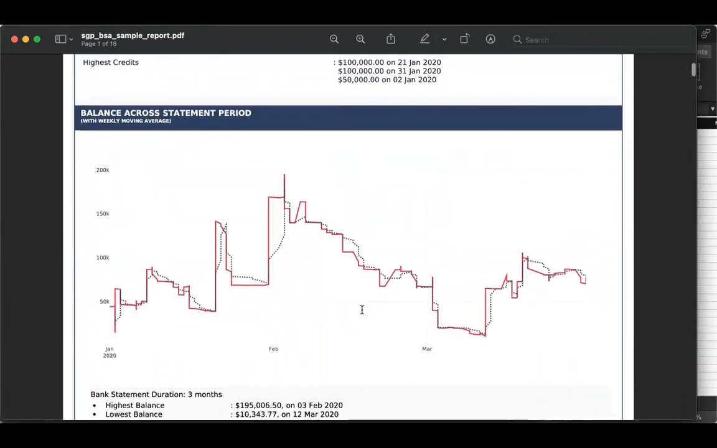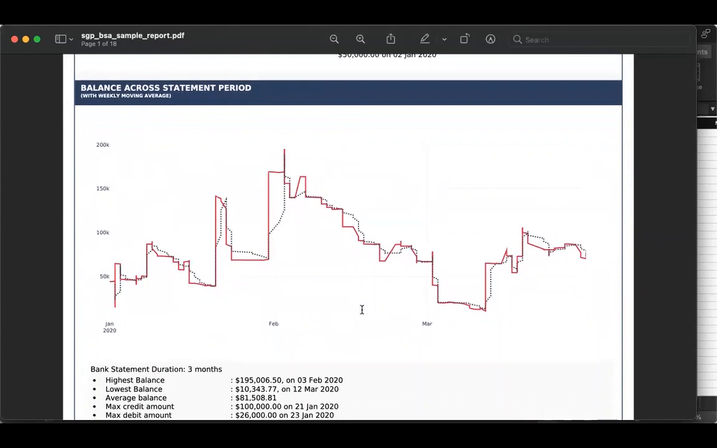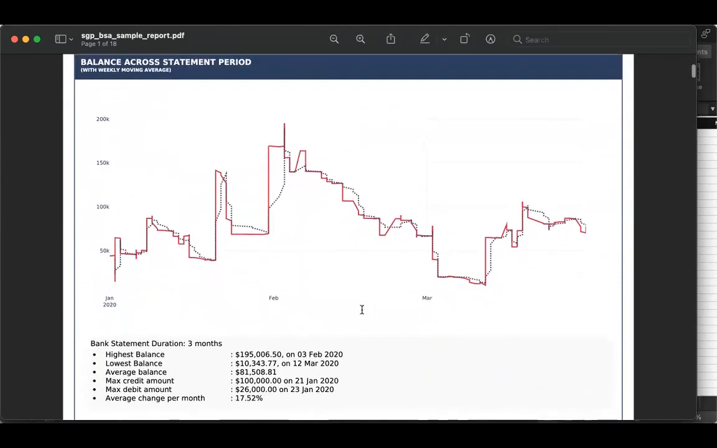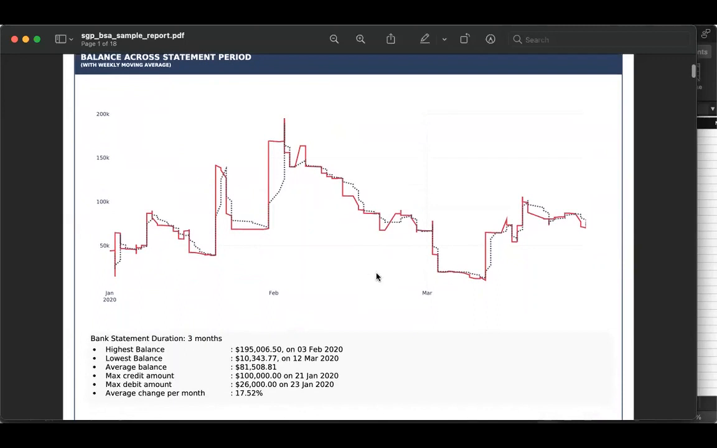This is the graph on the trend analysis on the balance across the statement period. This graph shows the highs and lows of how the balance was fluctuating throughout the statement. Along with it, we have the highest and lowest balance, as well as the average balance and the change per month, which is approximately 17%.